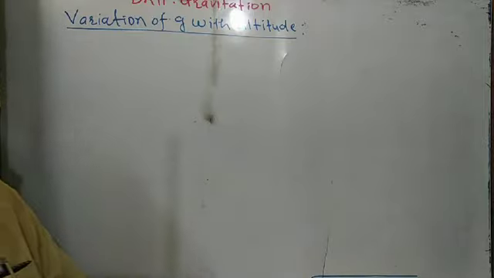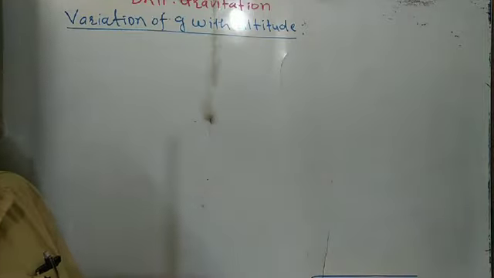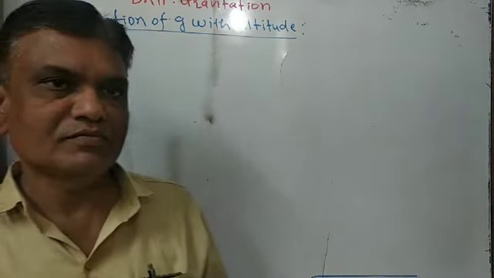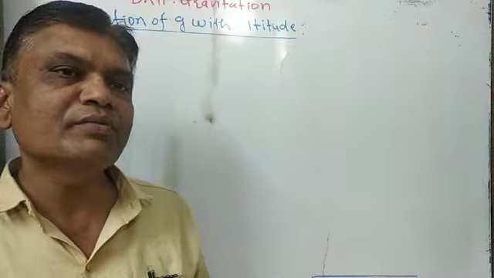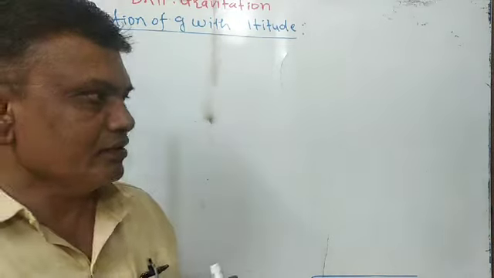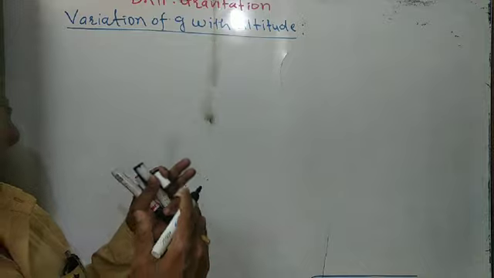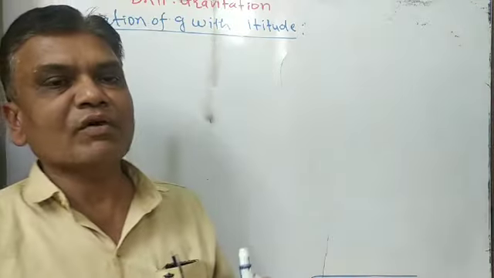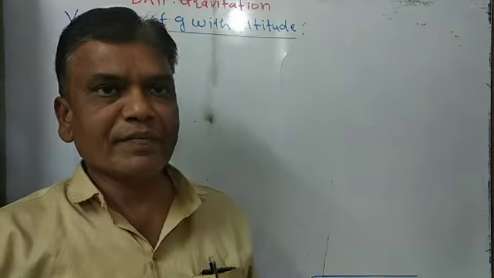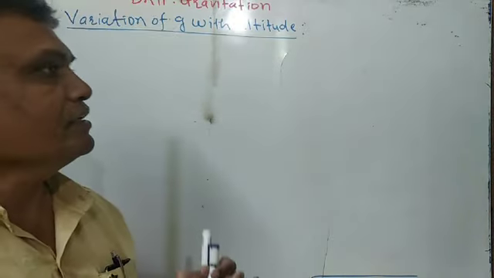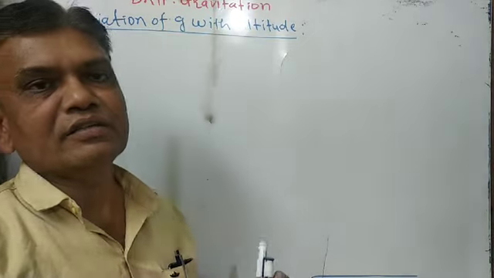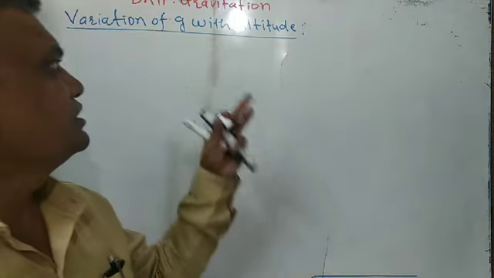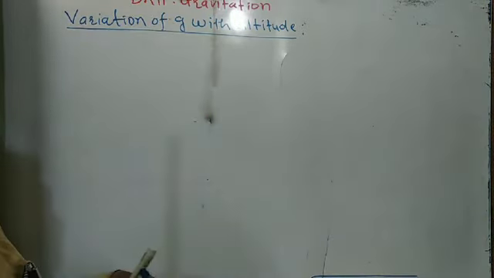Now, in the gravitation chapter, we see the topic variation of g with altitude. We know that g varies; it is not constant. So we find out the variation of g with altitude, meaning height. As we go far from the surface of the earth, whether the value of g increases or decreases, we can determine in this topic, variation of g with altitude.